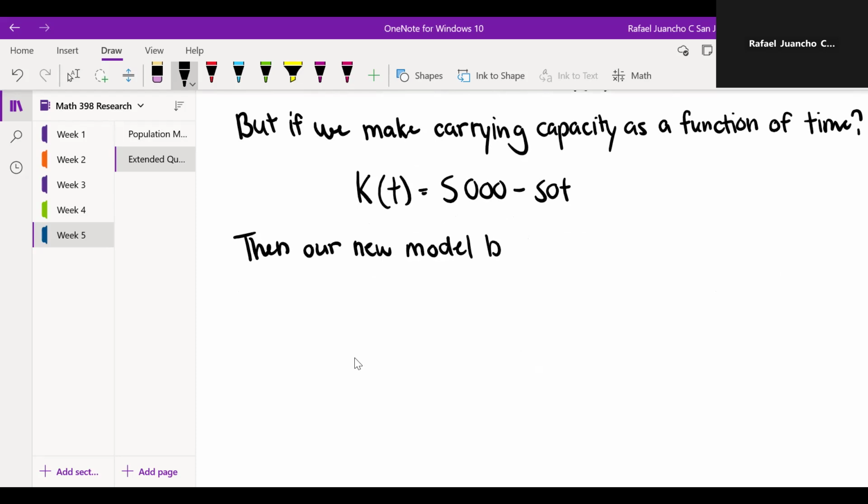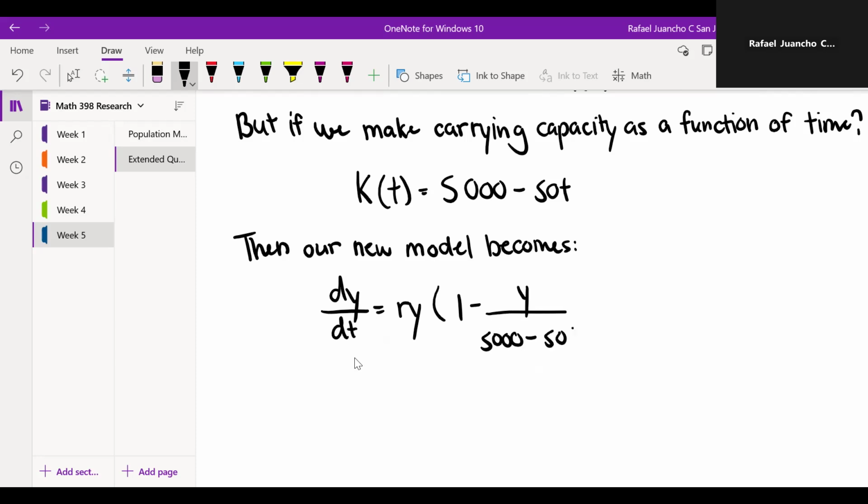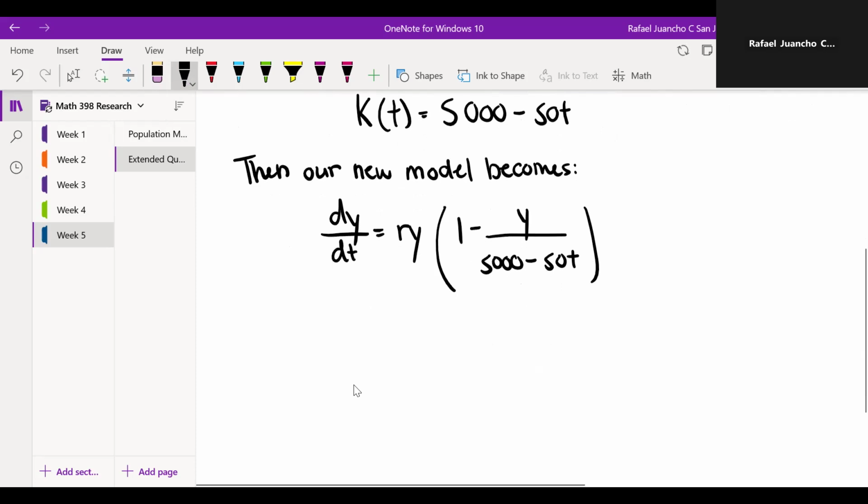Well, then our new model becomes as follows: dy over dt equals ry times (1 minus y over k of t), right? And then from there, this makes the system non-autonomous, right?